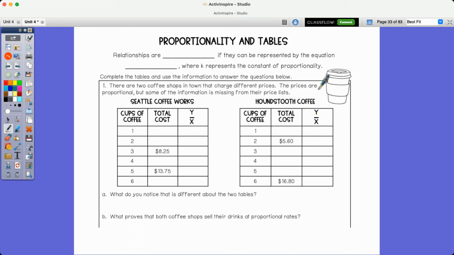Good evening, class. We're working on proportionality and tables, so go ahead and take out your notes and let's get started. Relationships are proportional if they can be represented by the equation y equals kx, where k represents the constant of proportionality.